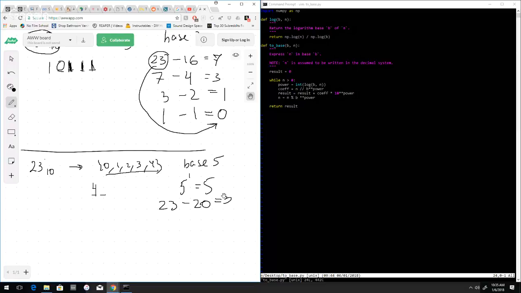Now, what is the highest multiple of that number that fits in 3? Well, 5 to the 0 is 1. Let me write this down. 5 to the 0, the highest power that fits in 3 is 0. Now 5 to the 0 is 1. What is the highest multiple of 1 that fits in 3? And that is 3. So the coefficient that I'm looking for here is 3. And I put that down.